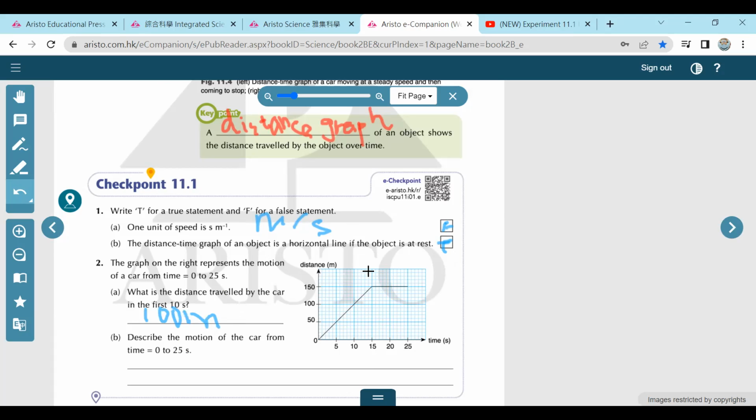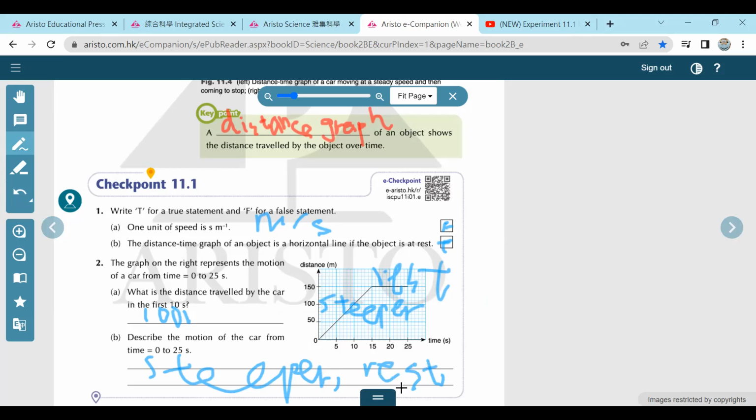Describe the motion of the car from time 0 to 25 seconds. Here it is at rest. And here you can see that it gets steeper and steeper. So you may say that the motion of the car is at rest and then speeding up. Okay, so this is checkpoint 1.